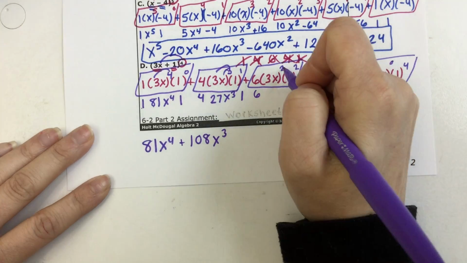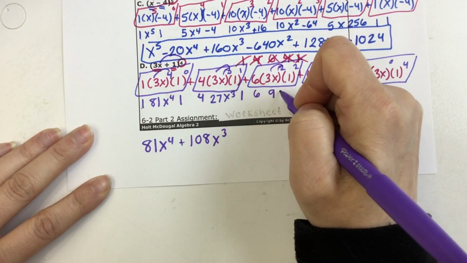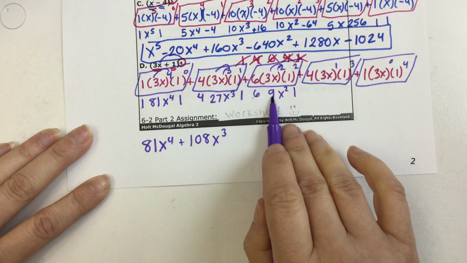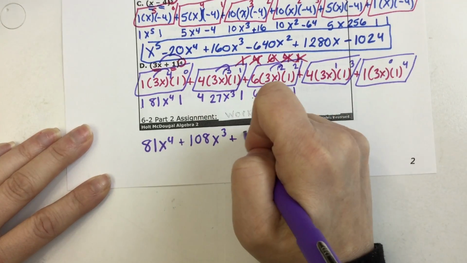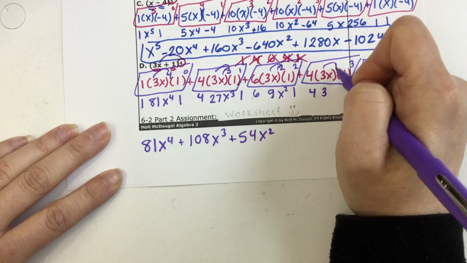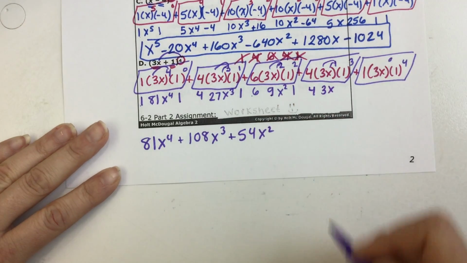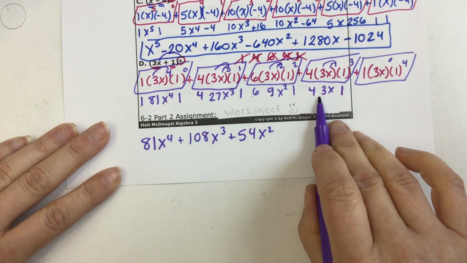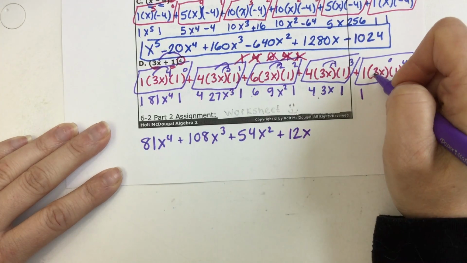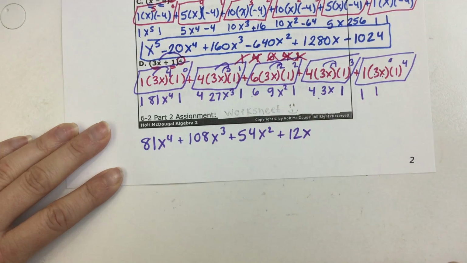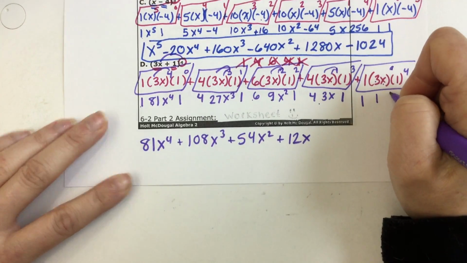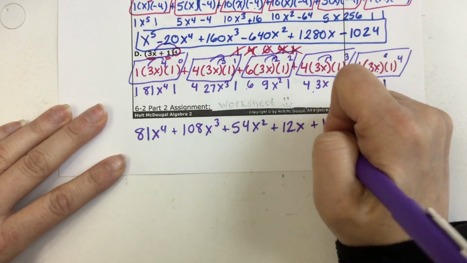The next term, 6. 3 squared is 9. X to the power of 2. 1 to the power of 2 is 1. 6 times 9 is 54. 54 times 1 is 54. X squared. I have a 4. 3x, 1 to the power of 3. 1 times 1 times 1 is 1. 4 times 3 is 12. 12 times 1 is 12. And we have an x. 1. 3x to the power of 0. Anything to the power of 0 is 1. 1 to the power of 4 means 1 times 1 times 1 times 1. That's also 1. 1 times 1 times 1 is 1.